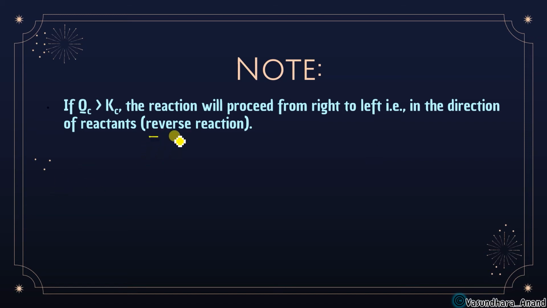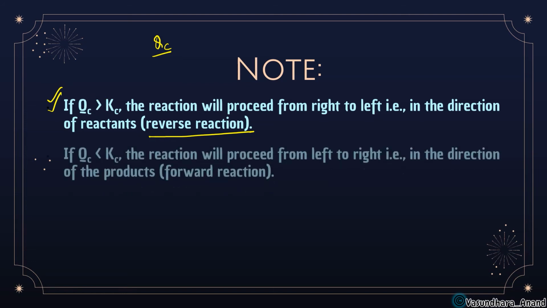That means reverse. If Qc is greater, how it will be explained, that I am going to explain in the next video. So if Qc is greater, that is, the reaction quotient is greater than the equilibrium constant, then the reaction will move in the backward direction. That is the point we will learn. The reason for this I will give you in the next video.